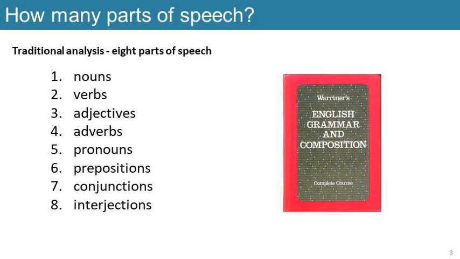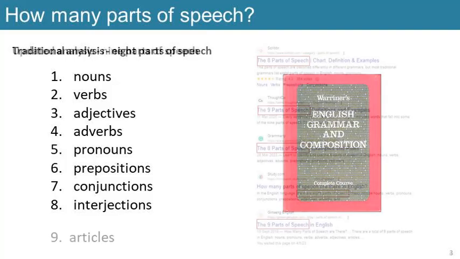Traditionally, English was analysed as having 8 parts of speech. These are nouns, verbs, adjectives, adverbs, pronouns, prepositions, conjunctions, and interjections. This classification system was based on the analysis of Latin and ancient Greek. Most English language teaching materials for native speakers have used this analysis. For example, a popular US English textbook, Warriner's English Grammar and Composition.